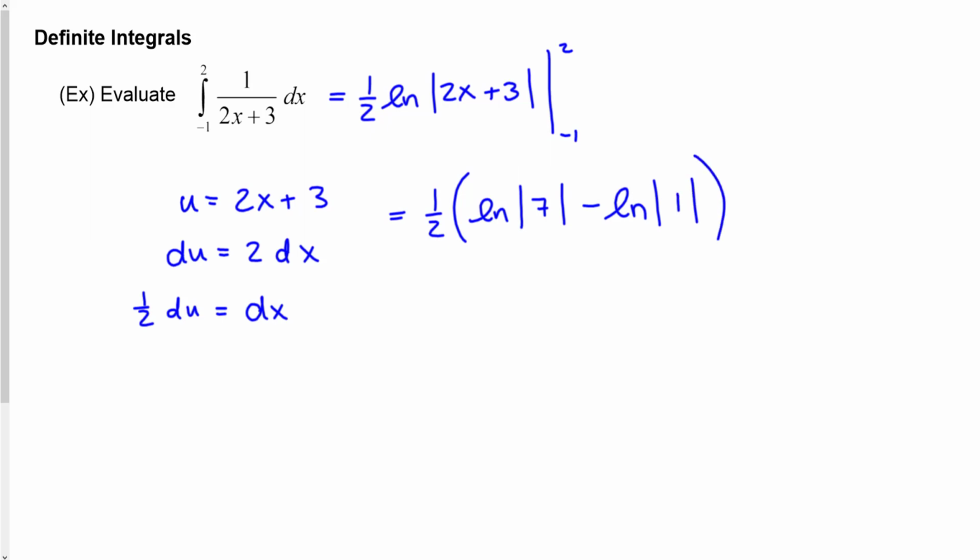And a couple of principles that are useful here. First off, natural log of absolute 7, same thing as just natural log of 7. It's a real number, but it's not an integer or a fraction, so just leave it as natural log of 7. But then also, natural log of 1. There's a property of logarithms that says a logarithm of any base evaluated at 1 is equal to 0. So that term goes to 0. So the final answer here is just 1/2 natural log of 7.